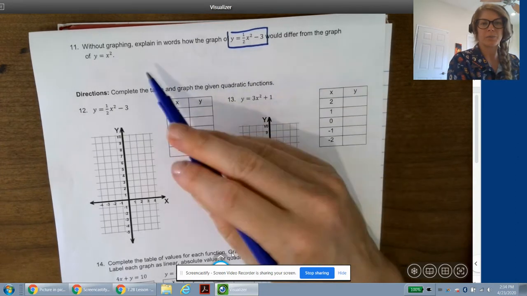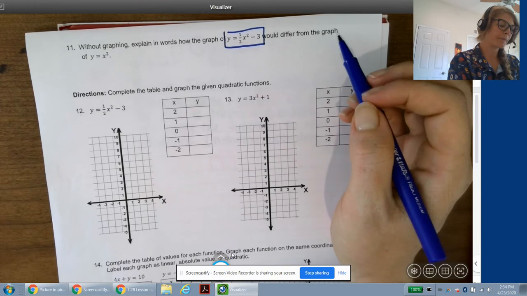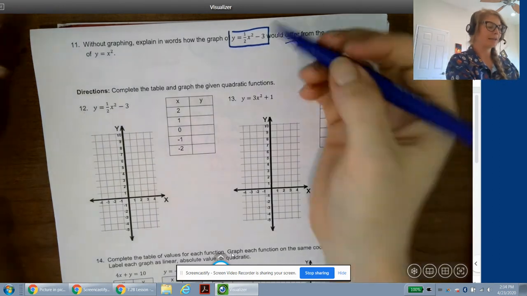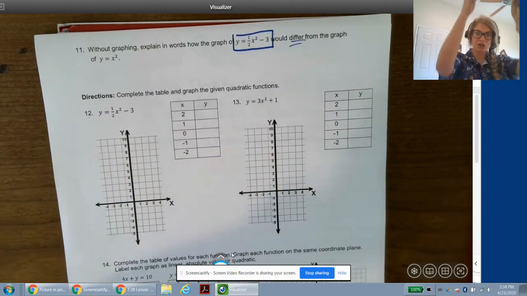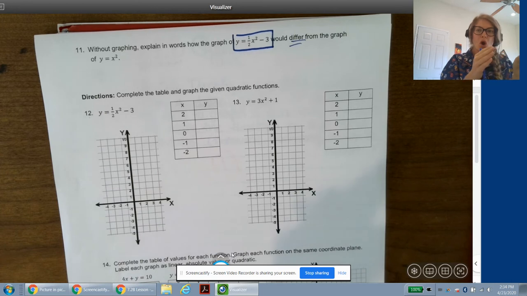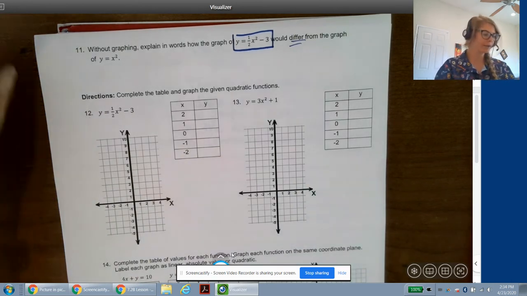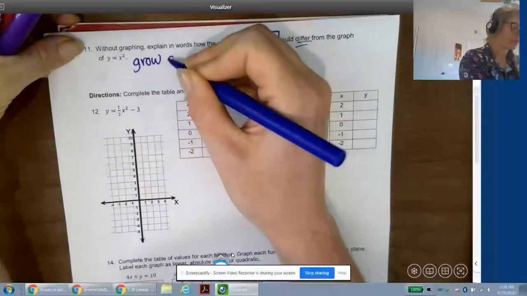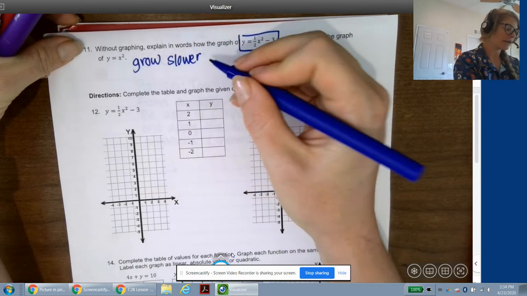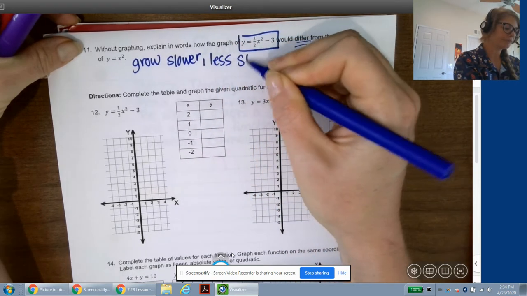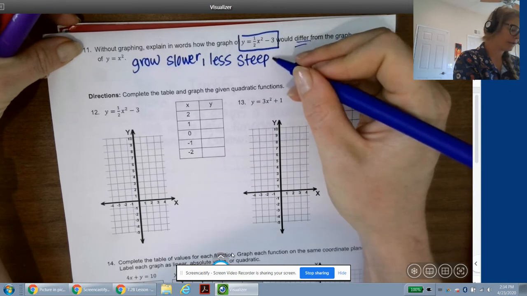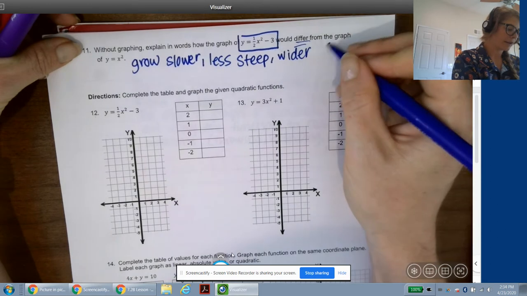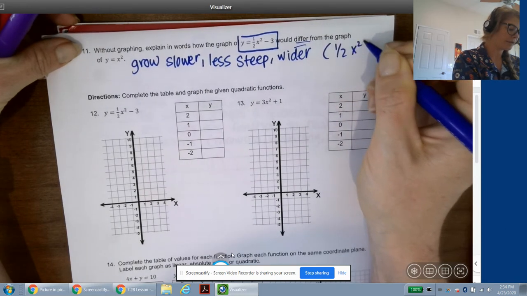We're not going to talk about that they're both opening upwards or both a happy parabola, because we're talking about how they're going to be different. But you notice that that a value is a half. So is it going to grow faster and be super narrow, or is it going to go slower and be wider? So you're right. I think it's going to grow slower, which we can also say as being less steep. You could say wider. And I think that's because of the 1/2 x being squared.